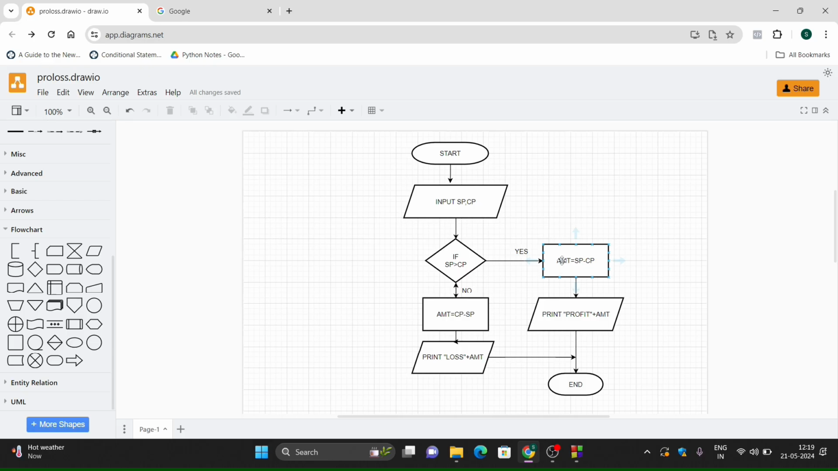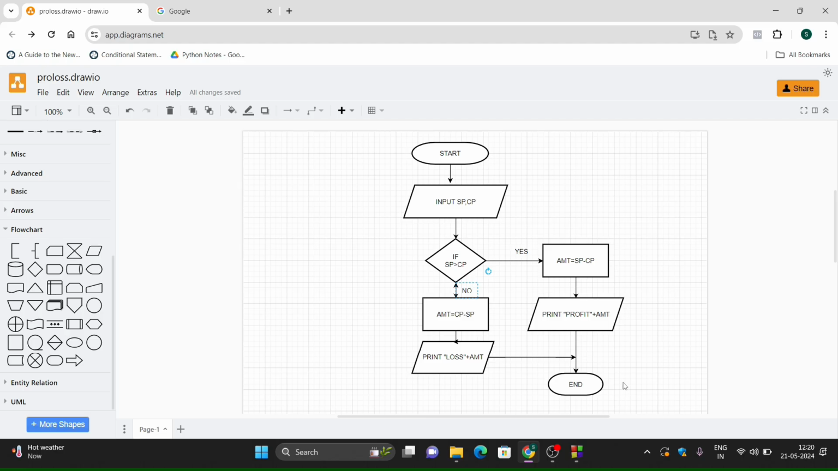Here I am storing the value of profit or loss in variable AMT. So now AMT equals SP minus CP, and after that I will print the message profit with the amount by which he got the profit. So this is the yes part of SP is greater than CP. But if it is no, then obviously a person got a loss, and it will be equal to CP minus SP. And after that I'll print the message loss with the amount of loss, and after printing profit or loss we will reach the end of the program.